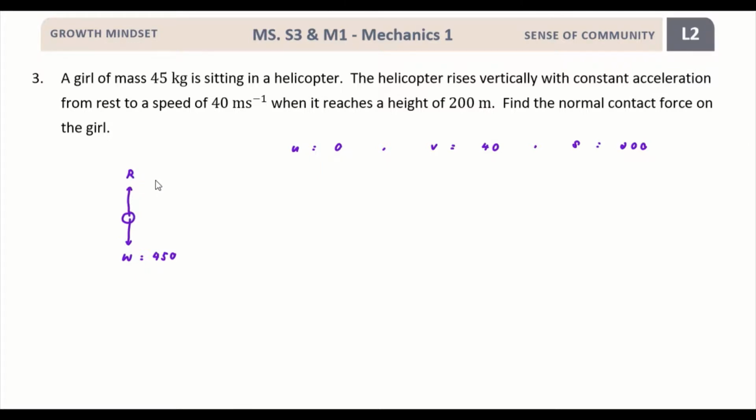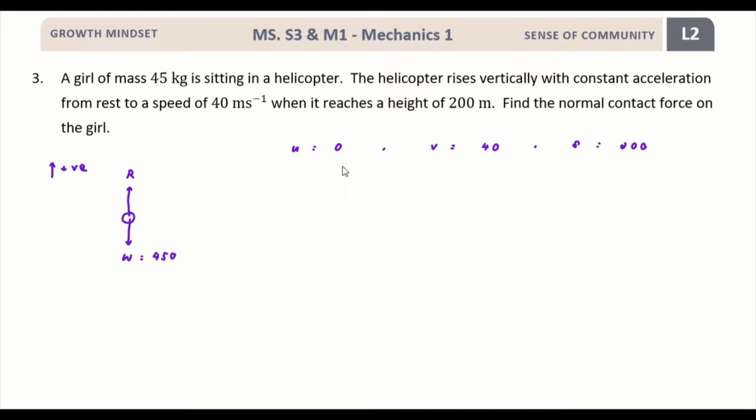Okay, so in this case, you can decide yourself. Since the question gives us it rises vertically, it will be easier for us to follow the motion, that going up is positive. Then you might need to check. If going up is positive, from rest to a speed, so this is positive, that's correct. Reaches a height of 200, so this is positive as well. Okay, so now let's move on. What we have here is U, V, S, and we want to find the R here. So we might need to get our acceleration from this question. Then we can only use net force equals to mass multiplied by acceleration to find out the normal contact force here.